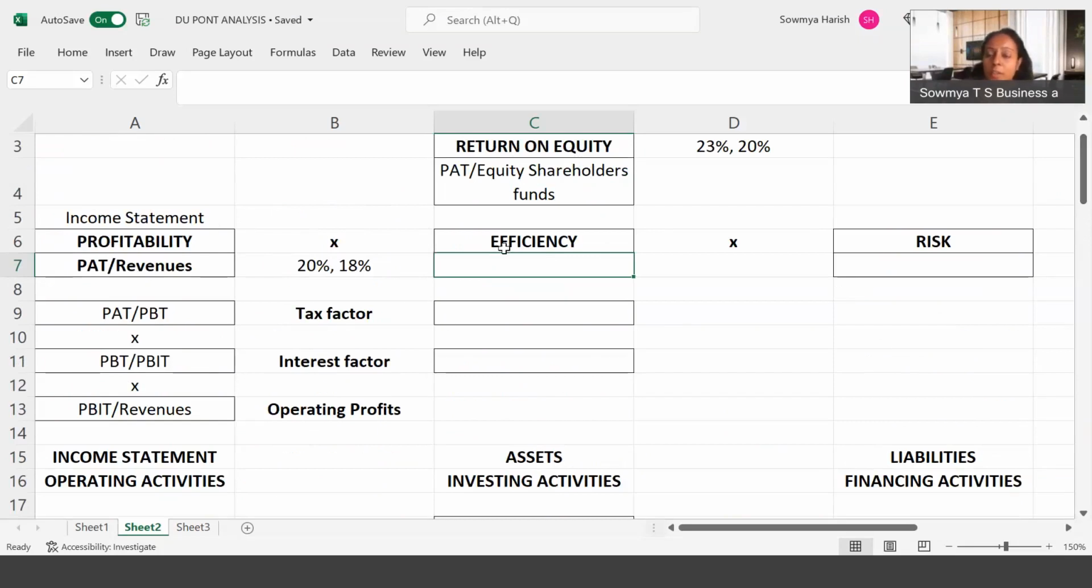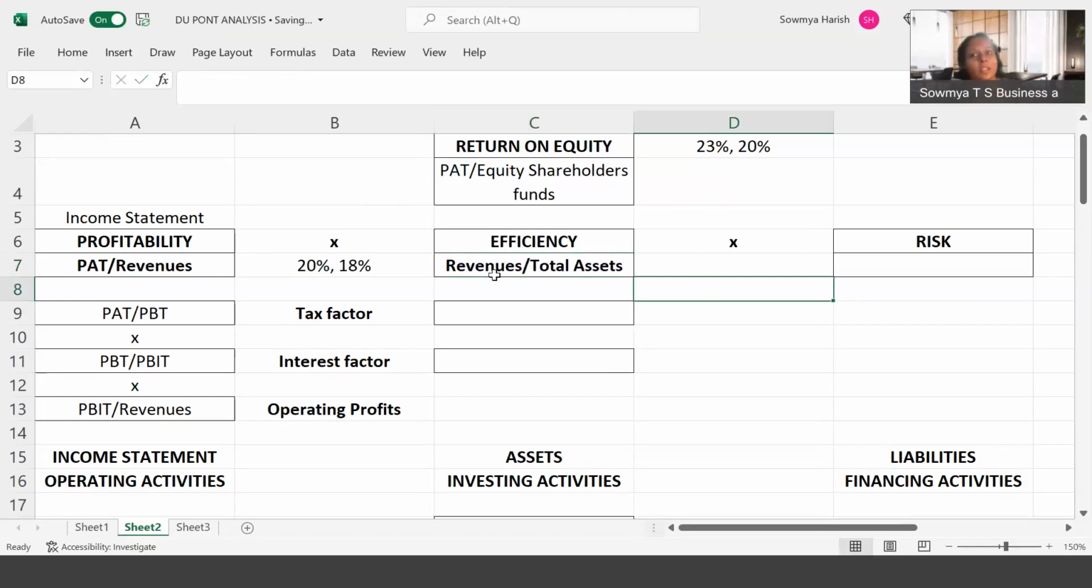Now let's learn about the efficiency. The second component which can have an influence on return on equity is your efficiency. Efficiency of what? Here, as per the DuPont model, efficiency is of the resources in the organization. How efficiently the resources are utilized. So how is efficiency calculated? Your revenues divided by total assets. So what we understand by this is how much of the revenues the firm is able to generate out of the total assets it has.